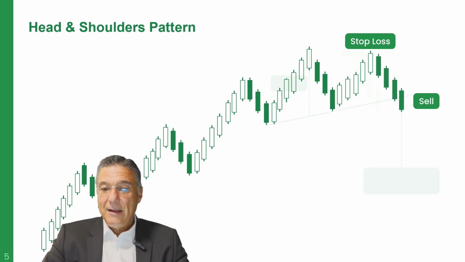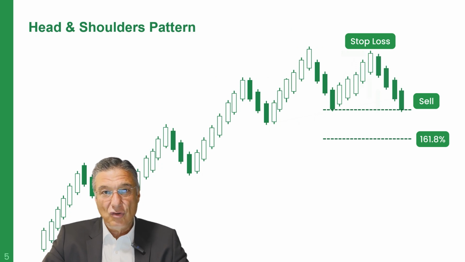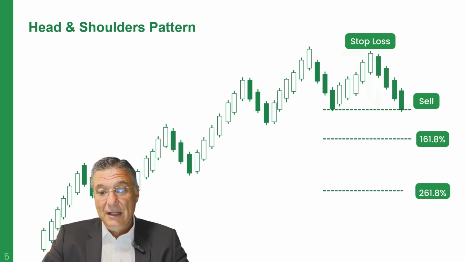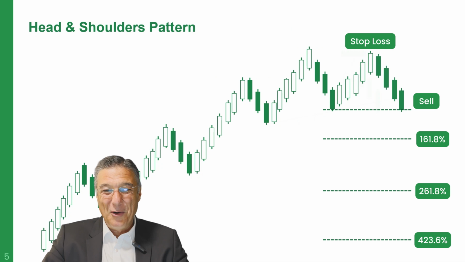Now, another way to do that is we place a sell order right below, of course, the neckline. We place a protective stop loss right above the right shoulder, and now we use the Fibonacci extensions to take potential profits. The first take profit level is 161.8%, and traders might close part of their position here, then 261.8%, and then another part of the position may be closed here, and eventually 423.6%, where the remainder of the position may be closed. Good, I hope you enjoyed.